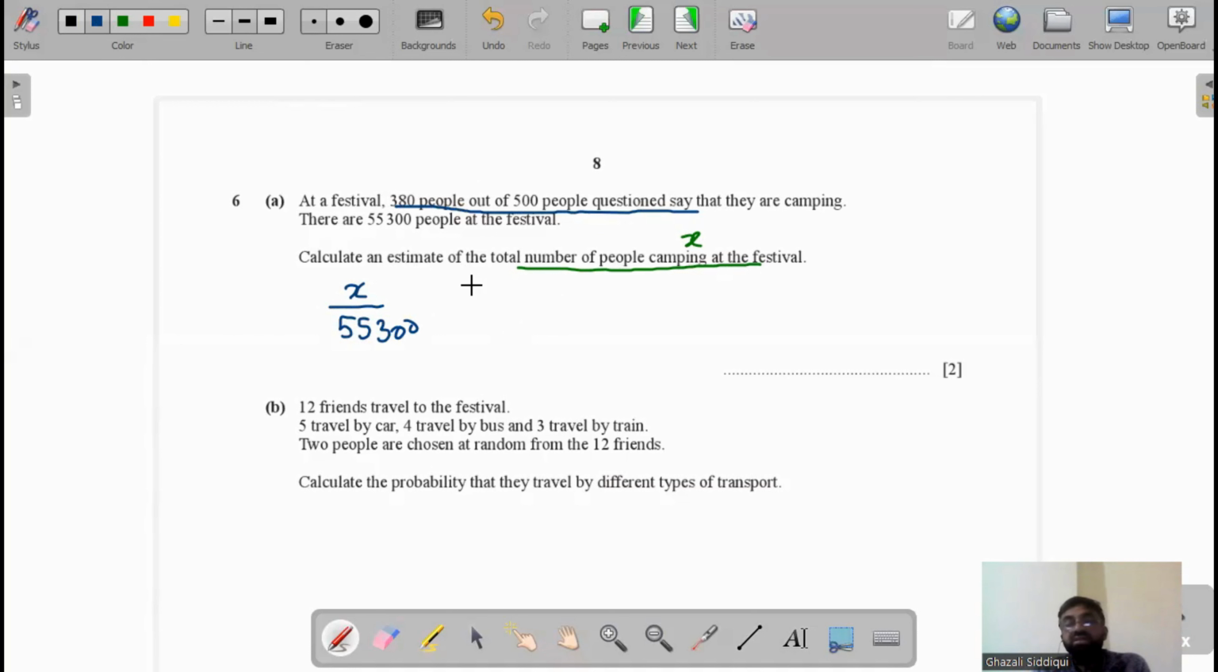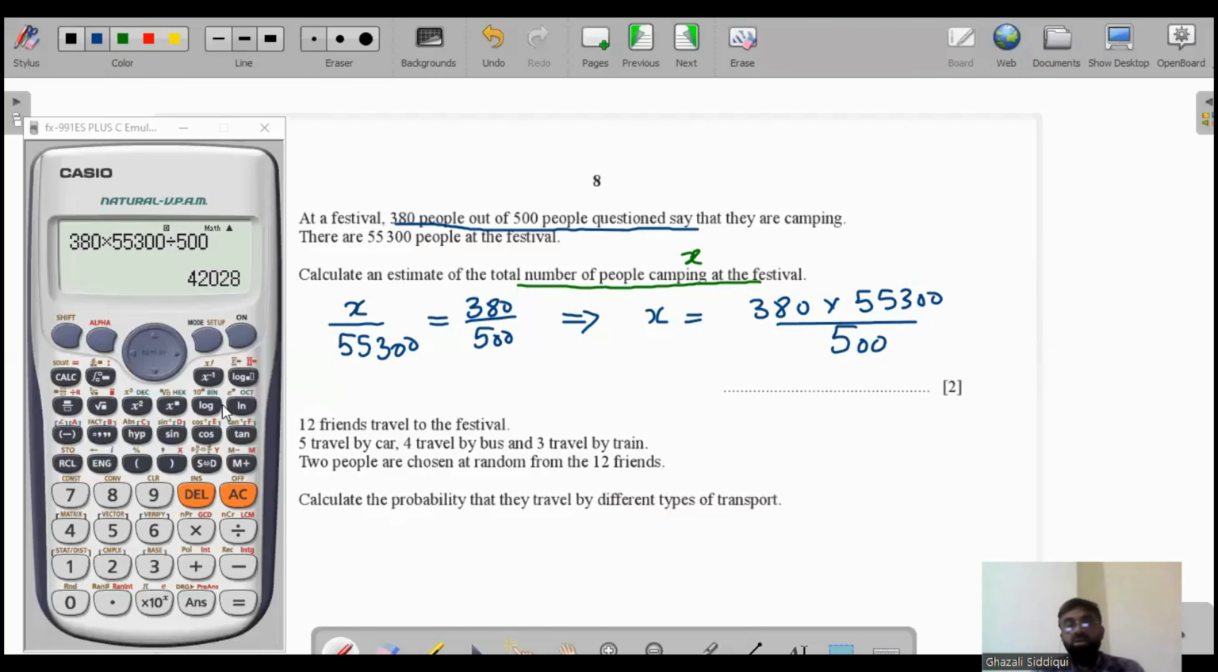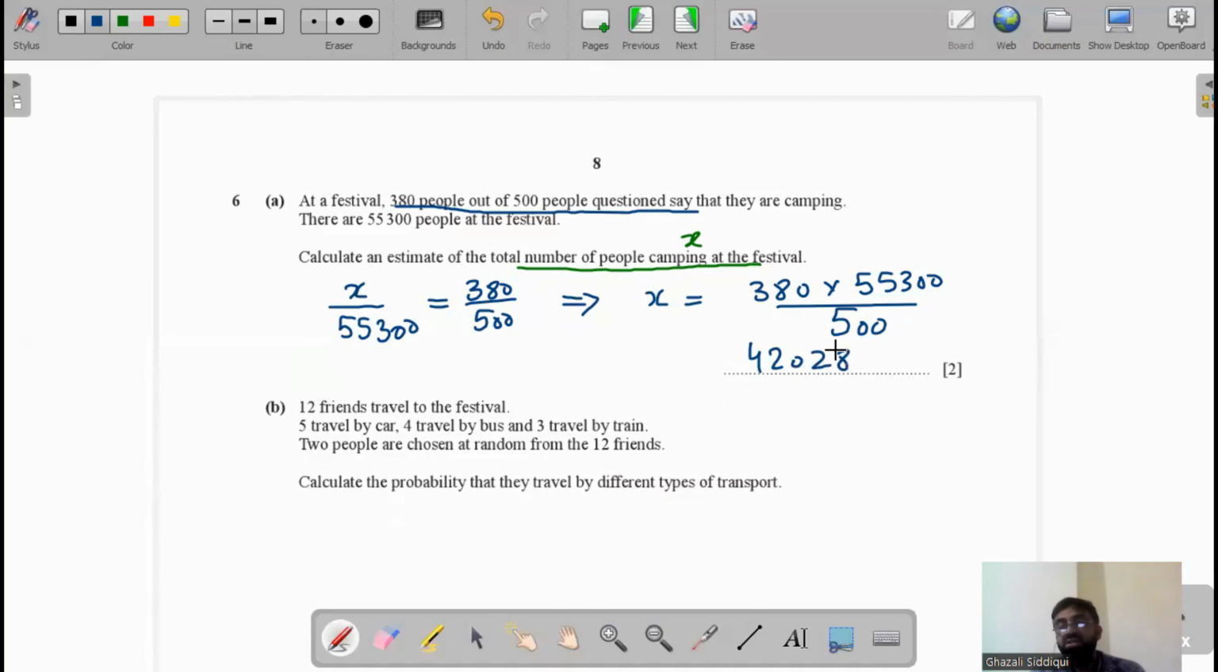Therefore, we can write it as 380 people out of 500 people. Now, these both ratios will be equal. Therefore, we calculate the value of X as 380 multiplied by 55,300 divided by 500, and we calculate it. Now here 380 multiplied by 55,300 divided by 500, we get 42,028. Now we write it, 42,028. This is the answer.